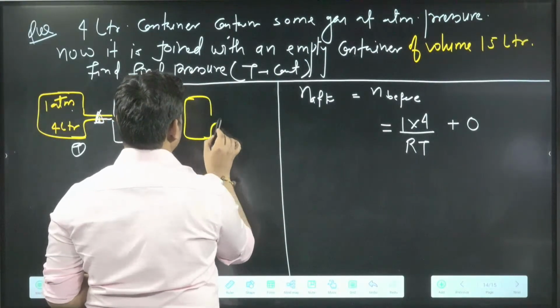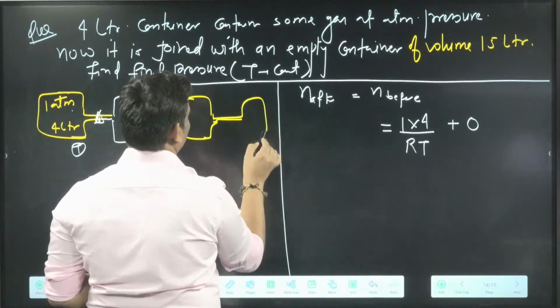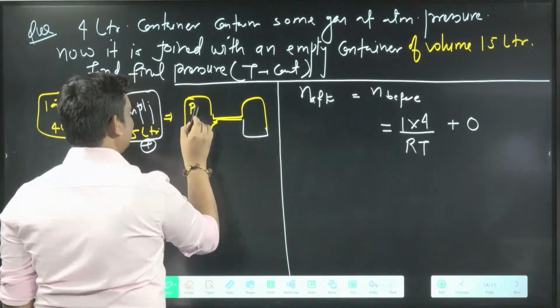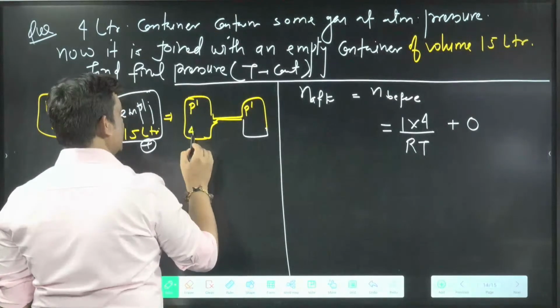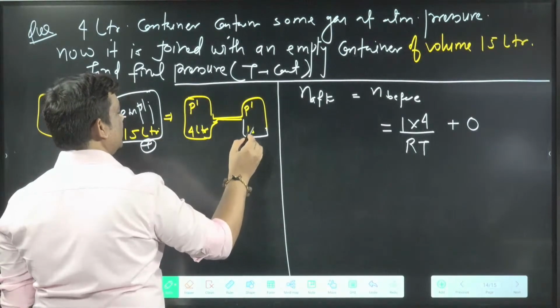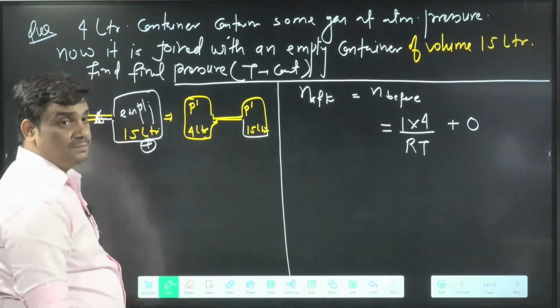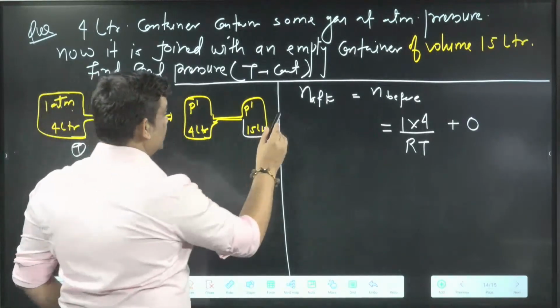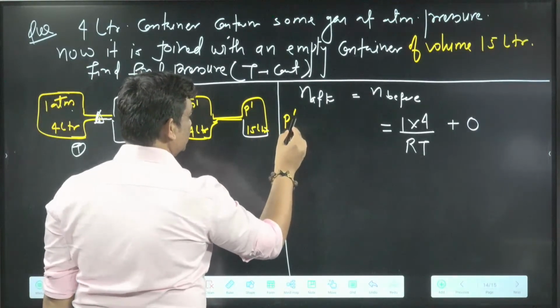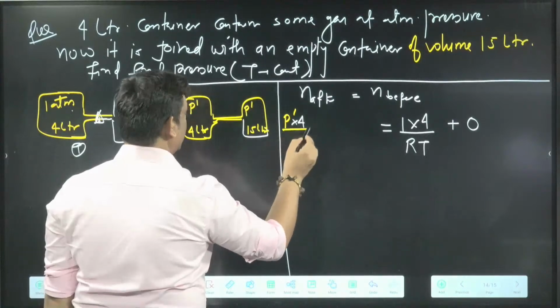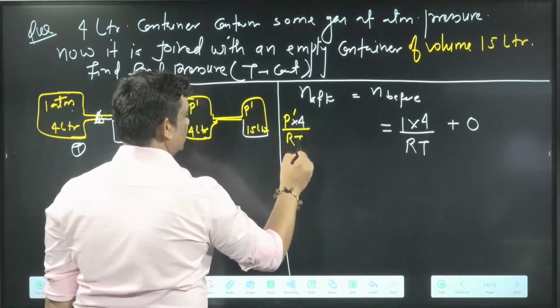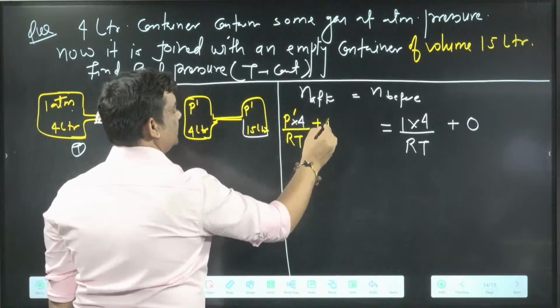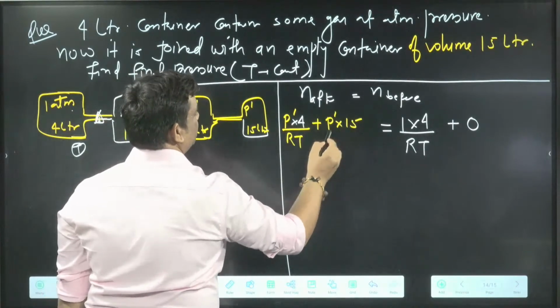I'm making a small diagram. Here the pressure is P dash, here also pressure P dash, here 4 liter and here 15 liter. The temperature is still the same. So now we can write in the first container P dash into 4 divided by RT, and in the second container P dash into 15 by RT.